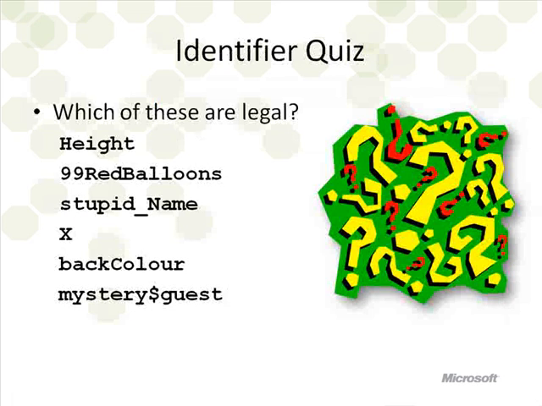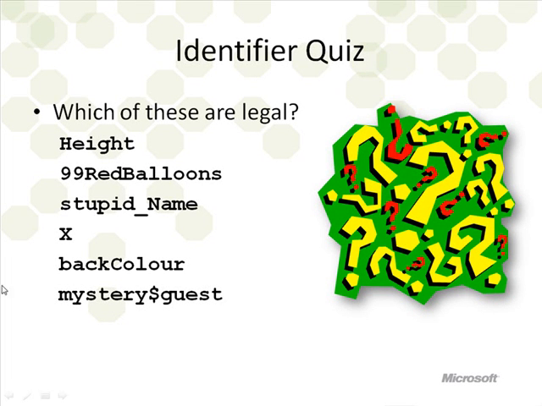Okay. And so here you go, a little quick quiz. Which of these are legal? Height, that's not breaking any rules. 99 red balloons. Ooh, remember, that's naughty, because I said it has to start with a letter, and 99 does not. Stupid name actually isn't stupid. It's completely legal. It's stupid, but it's not legal. X is okay if you're keeping track of the X coordinate of something, that's fine.